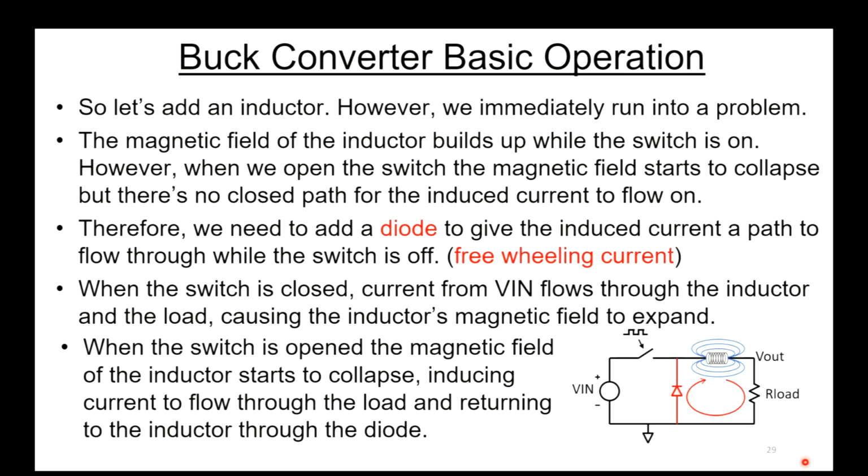When the switch is closed, the current from Vn flows through the inductor and the load, and it causes the magnetic field in the inductor to expand. When the switch opens up, the magnetic field of the inductor starts to collapse, inducing current to flow on this path I show in the red here, and the current returns to the inductor through this forward bias diode.